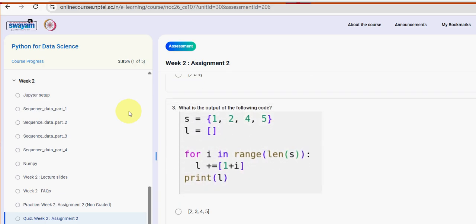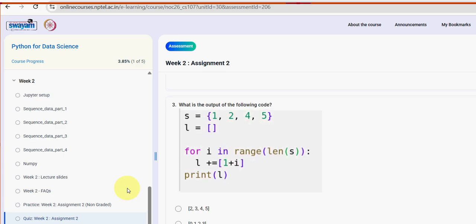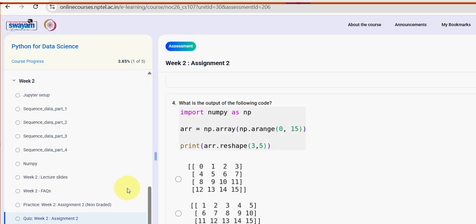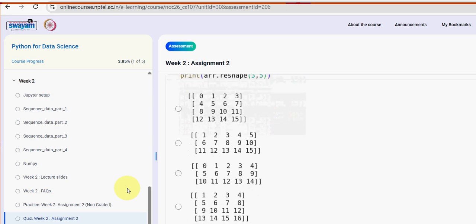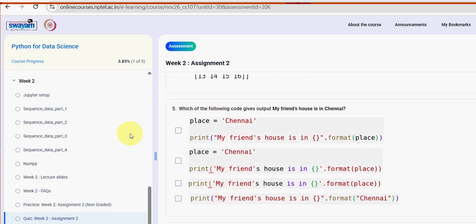Third question. For third question also it is third option 1 2 3 4, that is the output. Fourth one, for fourth question also it is third option guys, so mark third option. Next, fifth question, which of the following code gives output my friend's house is in Chennai? So for fifth question there are two probable options, the first option and the last one.